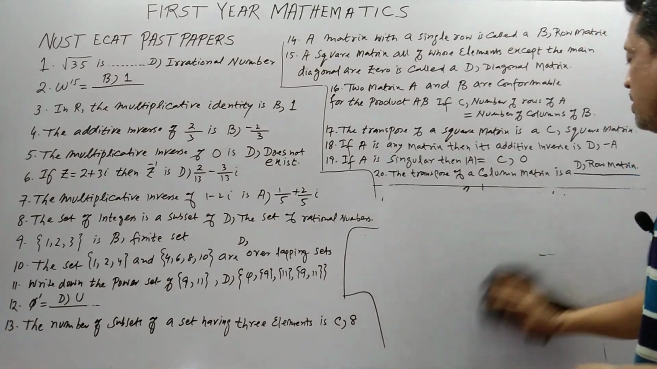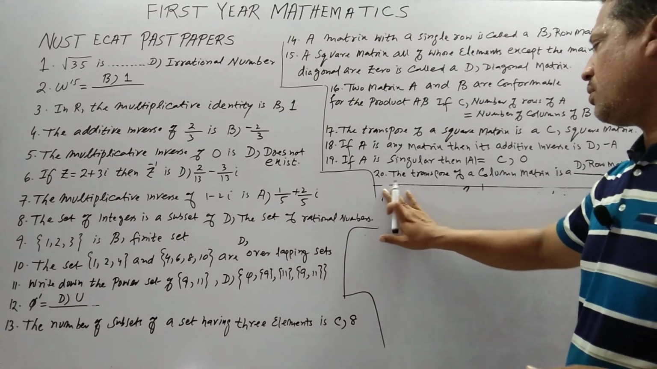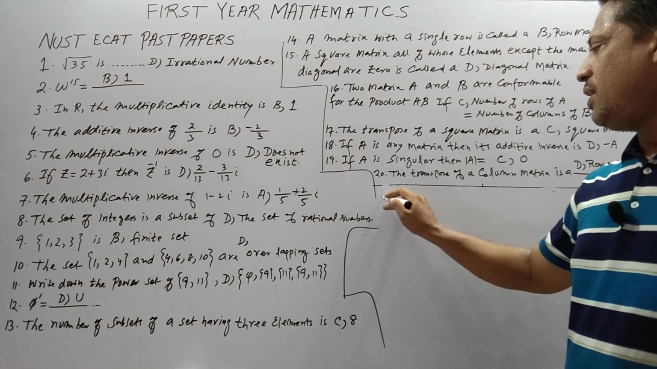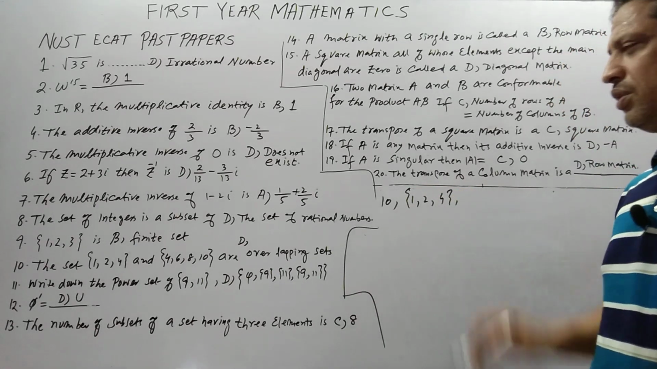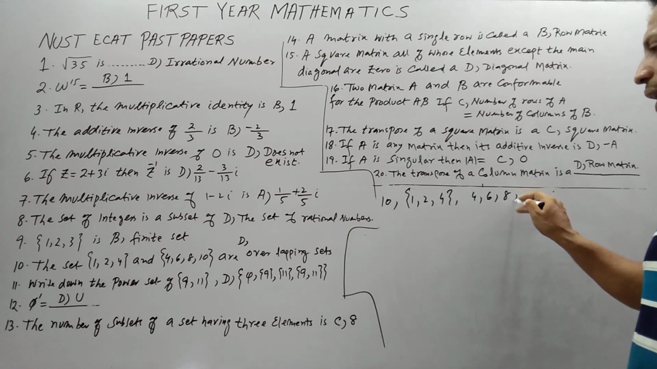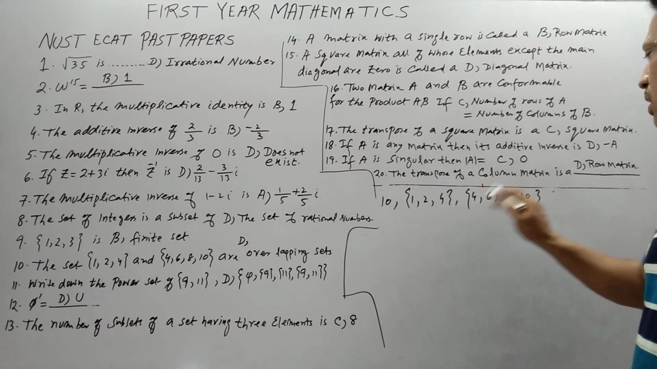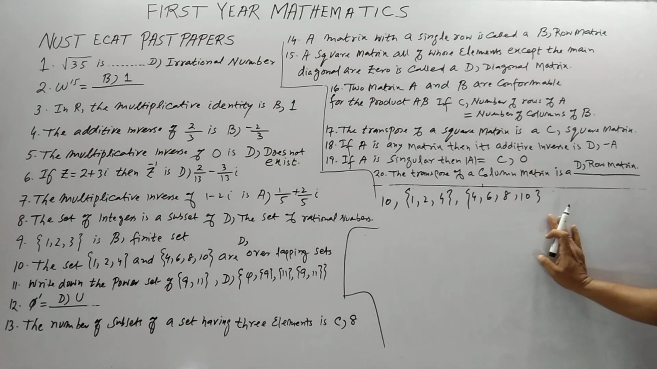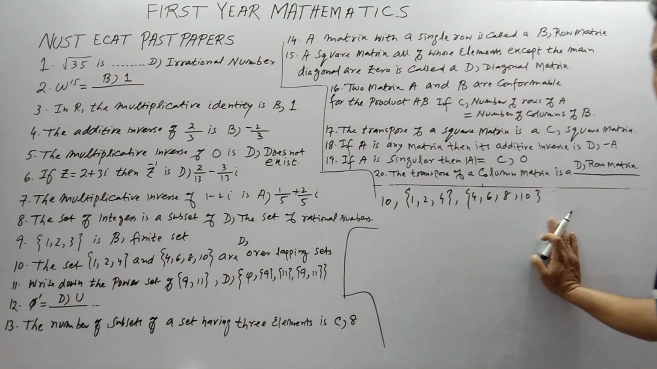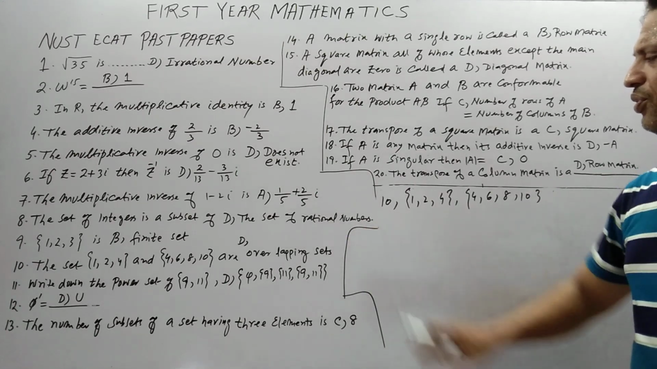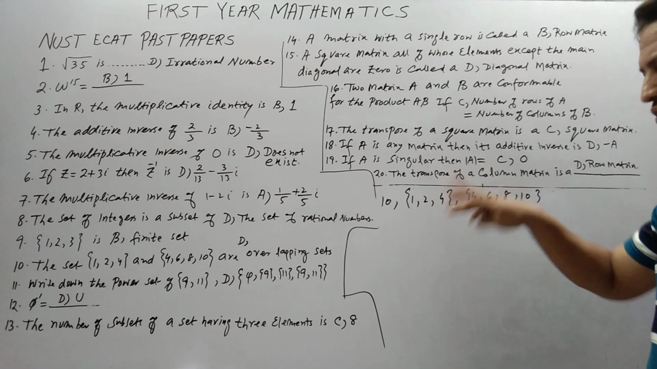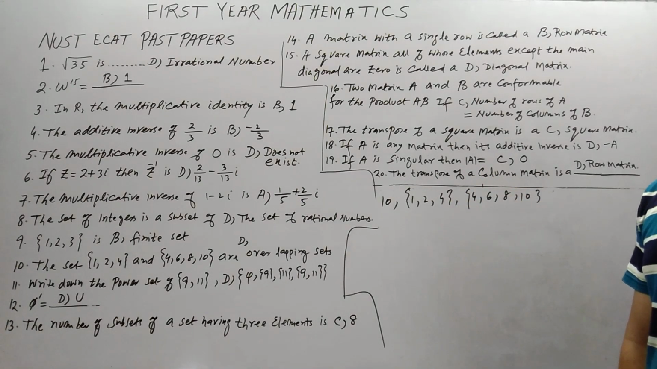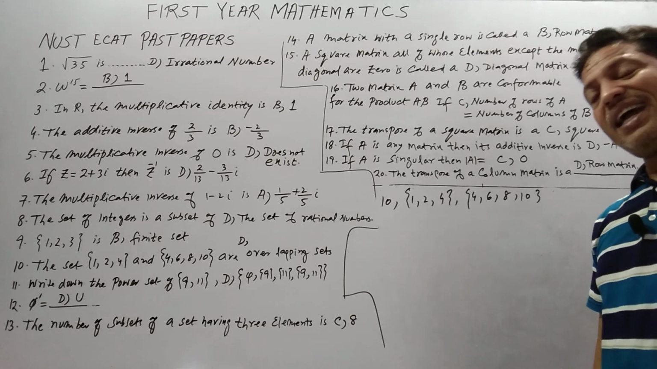Now, see the question number 10. Question number 10: the set 1, 2, 4 and the set 4, 6, 8, 10 are what? Disjoint sets or overlapping sets. There are 4 options in this question. If you want to clear the concept of the situation of these 2 sets, you must draw the Venn diagram. What is Venn diagram? The Venn diagram is a circle.